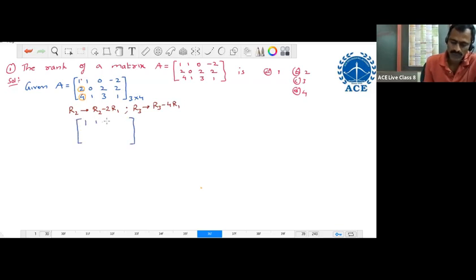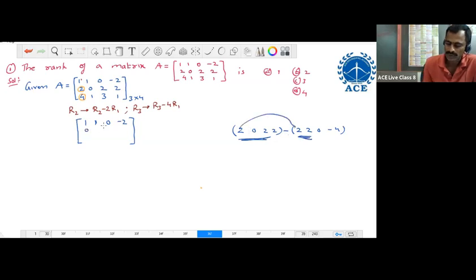The first row is the same: 1, 1, 0, -2. Next, the operation R2 minus 2R1. Second row is 2, 0, 2, 2, minus 2 times R1, which is 2, 2, 0, -4. The difference of these two: 2 minus 2, 0; 0 minus 2, -2; 2 minus 0, 2; 2 minus minus 4, 6.